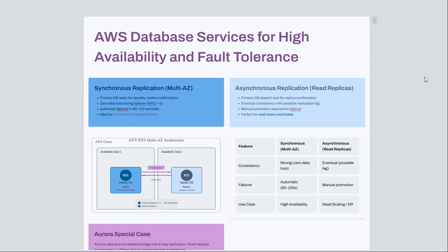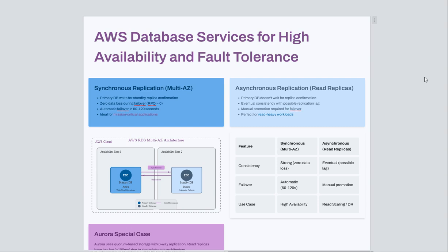One thing we need to understand is we can't use the standby replica as a read replica, right? The standby replica confirms it got the data, and the primary database waits until it gets that confirmation. If anything happens, automatic failover will happen within 60 to 120 seconds, right? This is really good for mission critical applications.